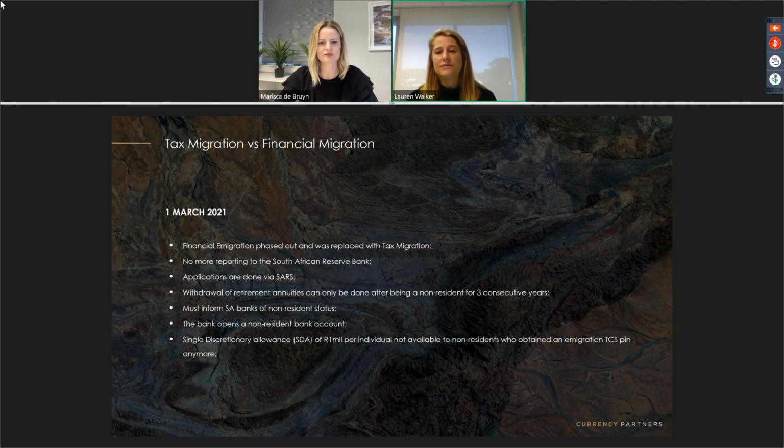Obviously, the single discretionary allowance falls away. That's important. And you now require a TCS PIN in respect of emigration. With that TCS PIN, we now have a requirement for an AIT, which is a new regulation that came out on the 24th of May this year. That's an Approval of International Transfers. This change was to merge our foreign tax clearance application for the foreign capital allowance with this tax migration tax clearance application. So that's the reason for the change. And this AIT allows you to then externalize funds, and we'll go into that detail a little bit later too.